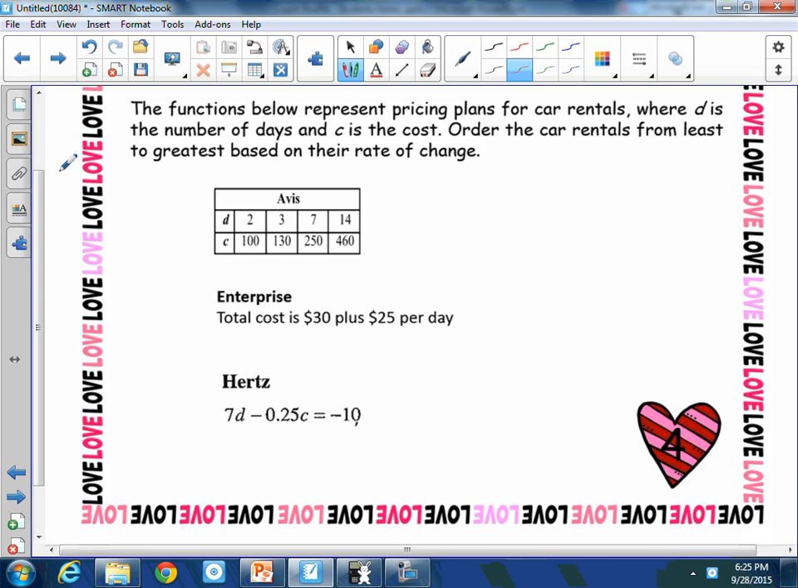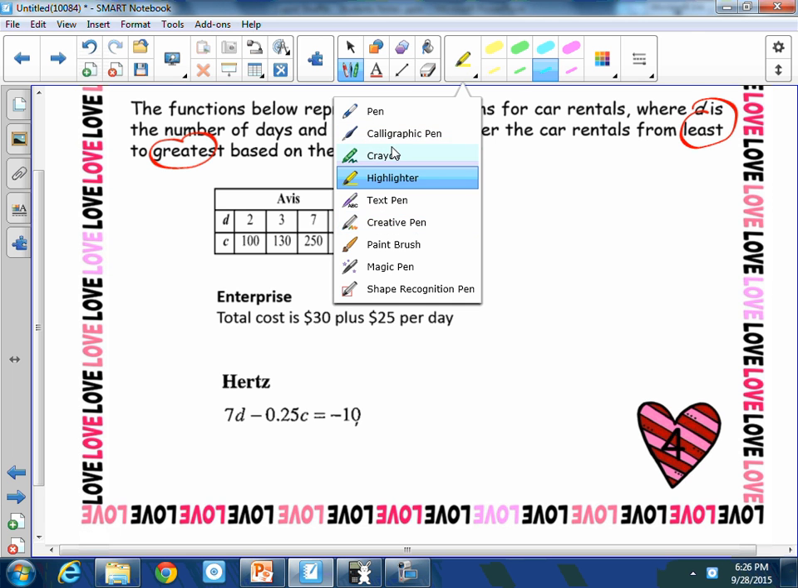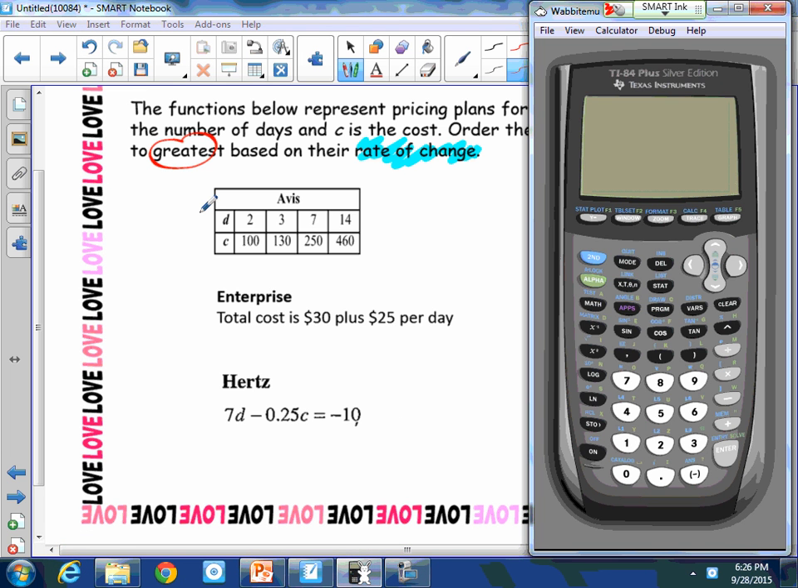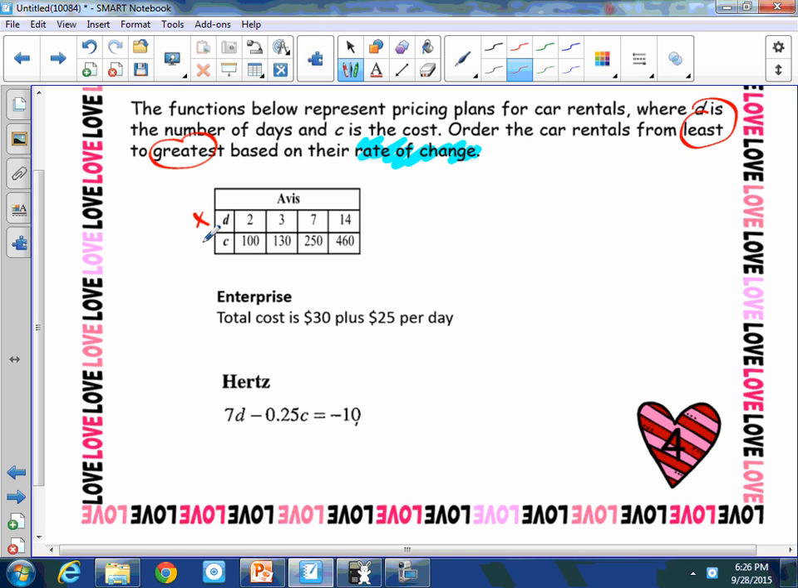The functions below represent pricing plans for car rentals, where D is the number of days and C is the cost. Order the car rentals from least to greatest. Okay, so we got to figure out based on the rate of change. So we got to figure out slopes for all of these. So for this one, I'm going to go ahead and go to my stat and write down all those numbers up. This would be my X and that would be my Y.